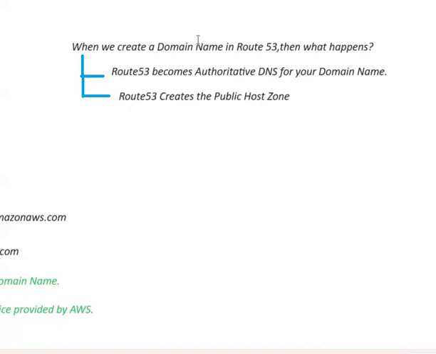So whenever we create a domain name, Route 53 becomes the authoritative DNS for your domain name, and it creates your public hosted zone. Right? Yeah. So what is this public hosted zone, sir? It defines how traffic is routed on the internet.